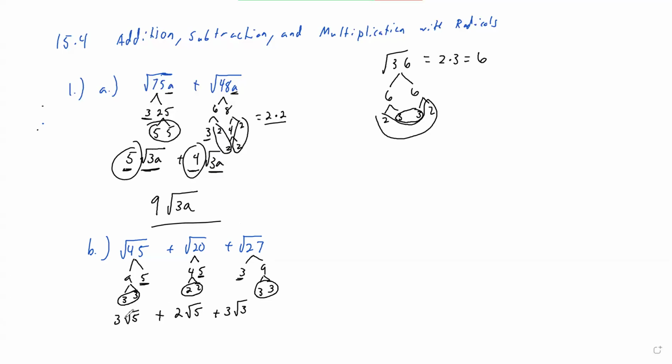I can combine these two, but I will not be able to combine this one because the radicand is not the same. So the number inside the radical also has to be the same. So the only thing that I can do is combine these two. So what is 3 plus 2? So it ends up being 5 square root of 5, because I don't actually do anything with the radicand, plus 3 square roots of 3. That would be your answer. But I cannot combine these two because they do not have the same radical, or radicand, sorry.